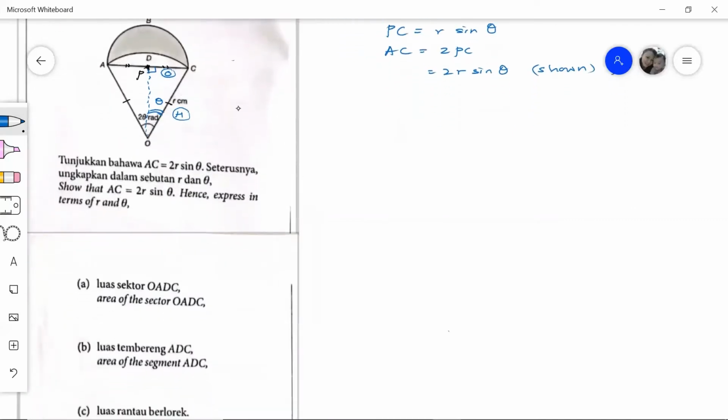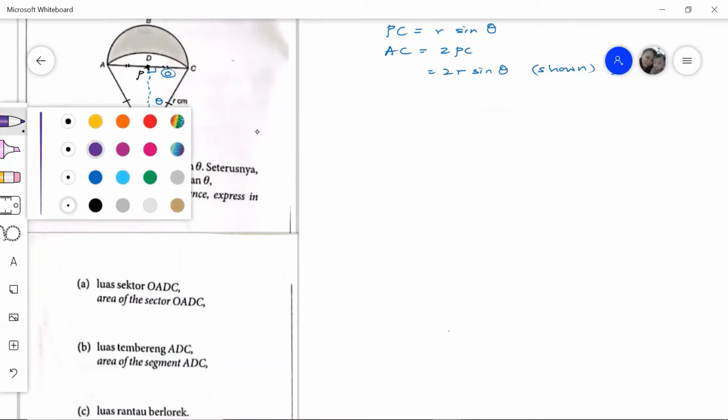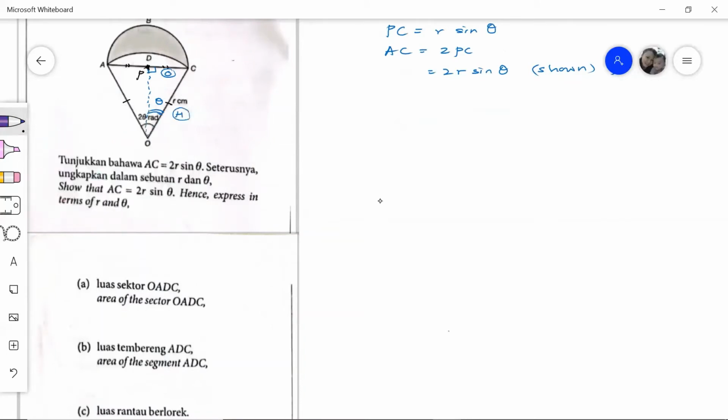When we solve the following question, the area of sector OADC. Now let's change to this. So part A, to find the area of OADC, the sector OADC is half R squared theta. So R squared, the theta here is 2 theta. So the 2 can be simplified with a half. So we have R squared theta. So that is the answer because we just need to express our answer in terms of R and theta.